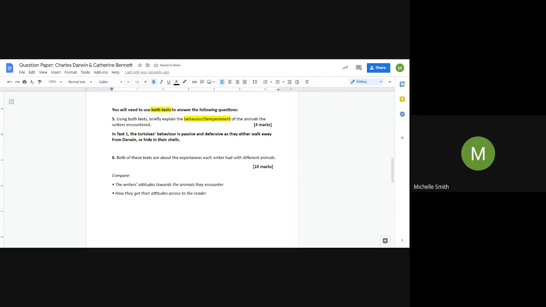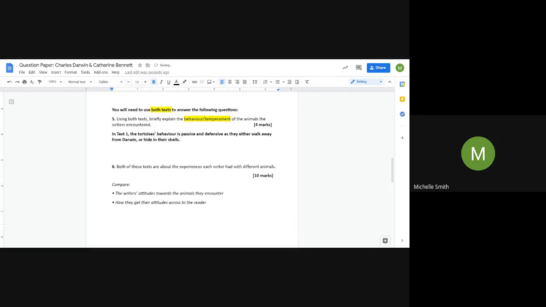I've briefly explained it. It's in my own words. I don't need to quote for this one. You can if you want, but this is the only question where it's not essential that you need a quote. And I've addressed the actual question, haven't I? The behavior, the temperament, they're being passive, they're being defensive. So then I could make another point if I wanted to. Then I might say, also their behavior is, and I would give another example from that text. Or like I said, I could move on to text 2 now and give 3 more examples to make that up to 4 marks for text 2.